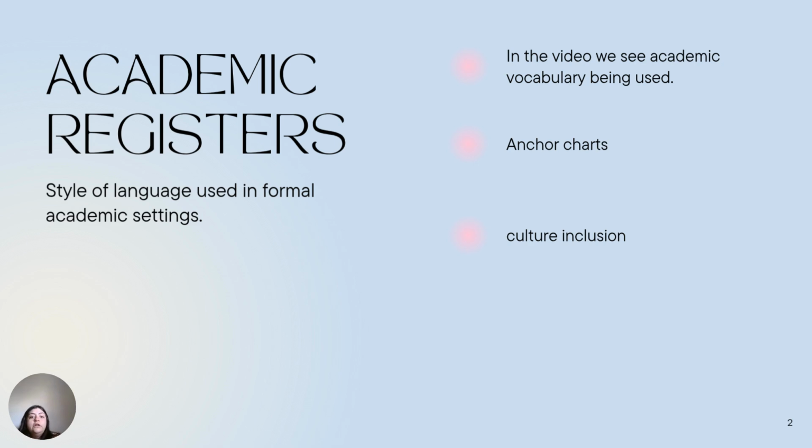So in the video we watched, we see how they are teaching the students using academic vocabulary. So we see a high use of academic vocabulary. That's how they start. We do see a lot of anchor charts of the teacher explaining certain things using visuals, and then we do see culture inclusion, which is mentioned in the video, which is also very important when we're discussing learning a new language or becoming a bilingual person.